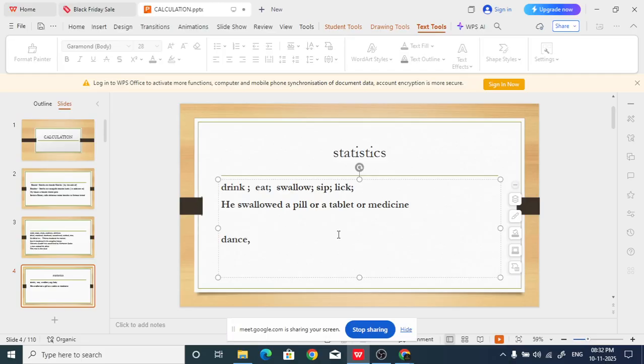Dance. Related words to dance. Dancing and something related to dancing. Singing, can you say? Sing and dance, singing. Then rolling. Circulating. Also spin. Spin, S-P-I-N. Yes, spin.